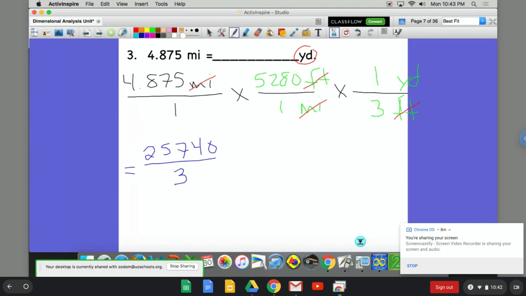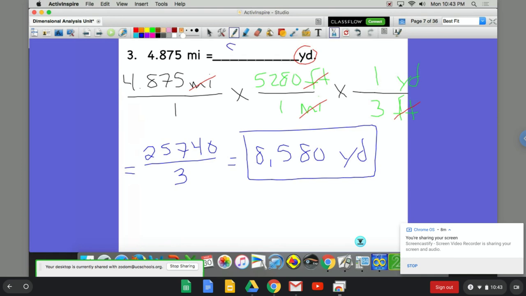So you're going to take that 25,740 and divide it by 3. And so you get 8,580 yards. And so that's how many yards are in 4.875 miles.